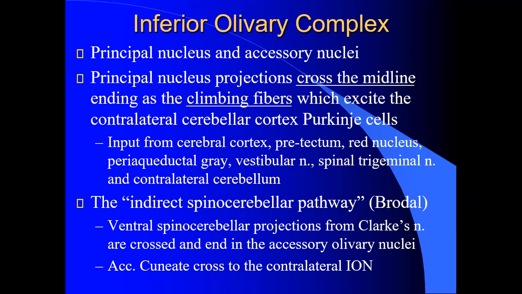But they've had an opportunity to interact with the principal olivary nucleus and all of its input, okay? And the same thing is going to happen with the accessory cuneate. That's going to cross to the contralateral inferior olivary nucleus and then go right back to the cerebellum. That's why it's referred to as the contralateral cerebellum. That's why this was referred to as the cerebellar double cross. Okay, but I like Brodal's term. It's an indirect spinocerebellar pathway. And the major pathways are direct, but this is an important one.